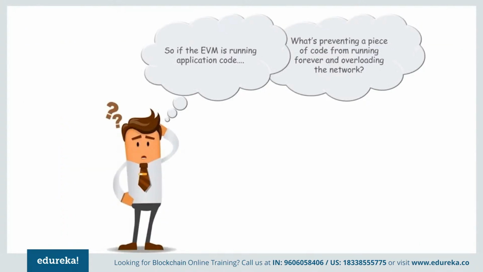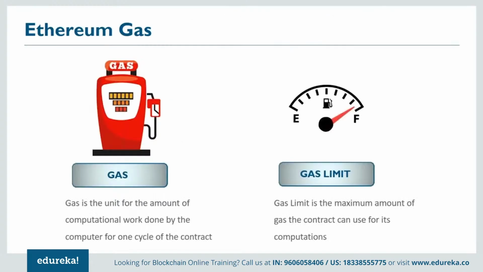Now I'm sure some of you programmers out there might be wondering the same as what our little guy here is thinking about: if the EVM is running the application code, then what's preventing a piece of code from running forever and overloading the network? Well, here's where the term Ethereum gas comes in. Now gas is basically the execution fee that the sender pays for running a program on the EVM.